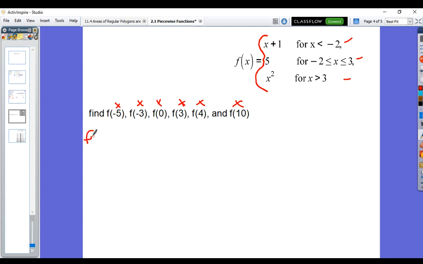So let's start with f of x. f of x is saying when x is -5, which is less than -2, that means we put in -5 for x, plus 1. We end up getting negative 4.